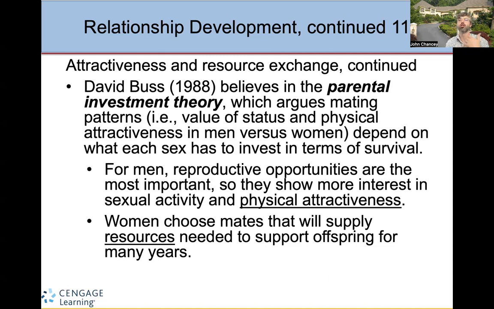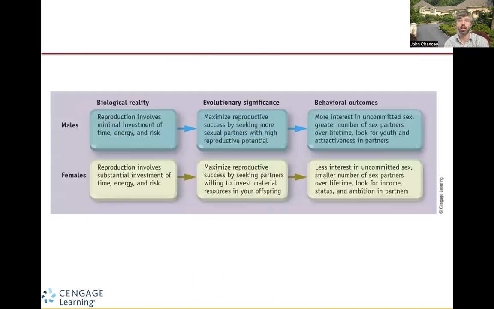So this is very economical, very evolutionary, kind of black and white, taking a lot of the emotion out of relationship formation. And what this might look like on a chart: for males, reproduction involves minimal investment, which maximizes reproductive success by influencing the seeking out of more sexual partners, which might result in behavioral outcomes like more interest in uncommitted sex. Versus women, where reproduction involves substantial investment of time, energy, and risk. The significance of this is to maximize reproductive success by finding partners who are more interested in commitment and providing resources for the offspring. So these very economic arguments go all the way back, thinking about how we were likely forming relationships at the very beginning of human history.